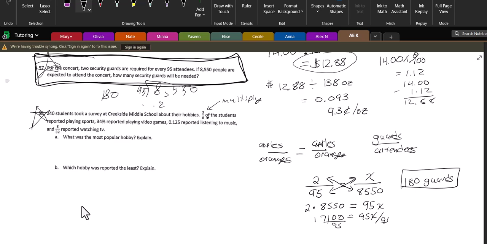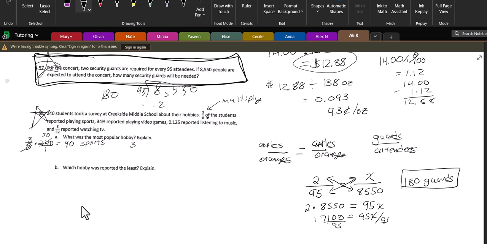So we have 1, 2, 3, 4 things here. All of them are just different ways of writing fractions. And so if I want to figure out what 3/8 of the students are, that would be 3/8 times 240. That's going to be the number who reported playing sports. This I can do without the calculator. So this is 3/8 times 240, that's 240 over 1. I can see that 8 goes into 240 30 times, and 3 times 30 is 90. So I have 90 with sports.